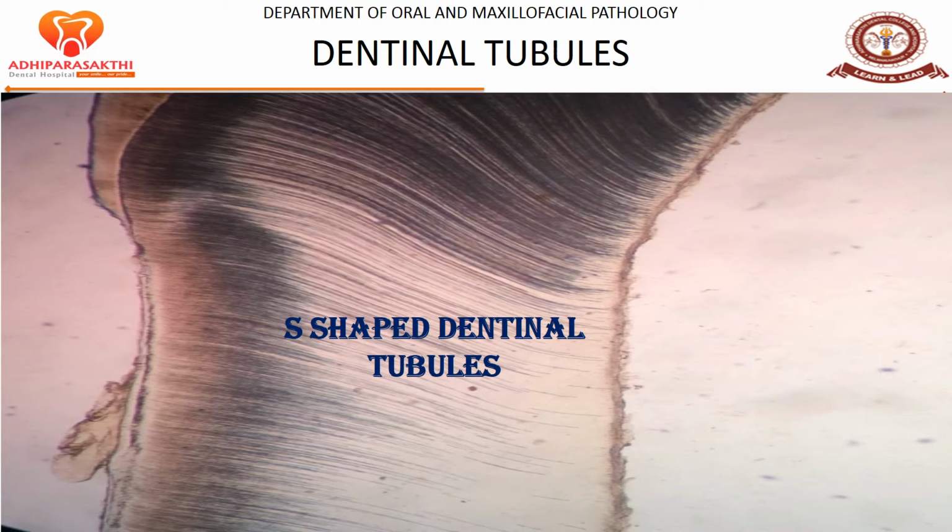They are S-shaped in nature, and the marked part is the dentinal tubule. There are two types of dentin, primary dentin and secondary dentin. The primary dentin will have a regular S shape, whereas the secondary dentin will have an irregular S shape. So this feature is the S-shaped dentinal tubules. Within the dentinal tubules, the odontoblastic processes pass through.